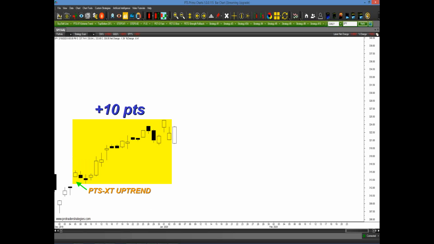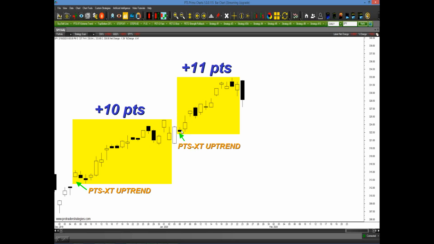That's the beauty of the PTS XT. It'll keep you in, and then once it stops making these zones, these boxes, you see, we're out of the zone right now, so you shouldn't be trading, or maybe you raise your stops a little higher. But then look what happened on the next bar. The indicator is announcing now that, guess what, more uptrend is about to ensue, and we went up another 11 points.